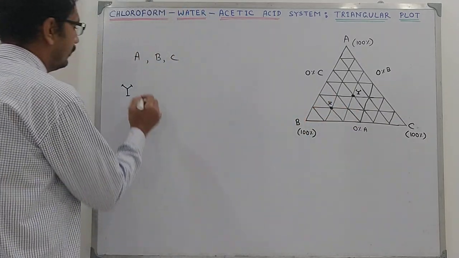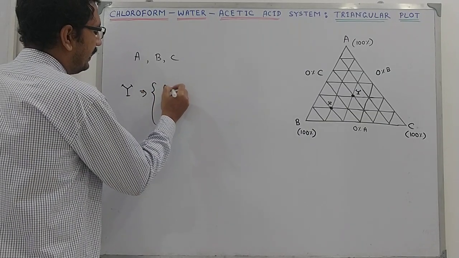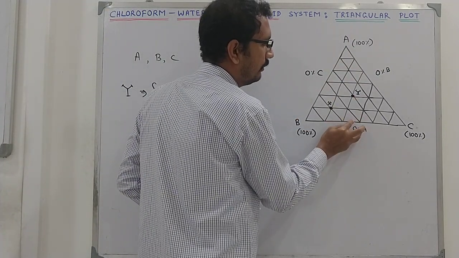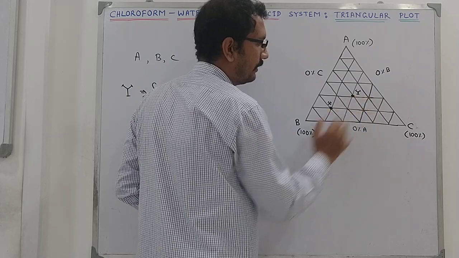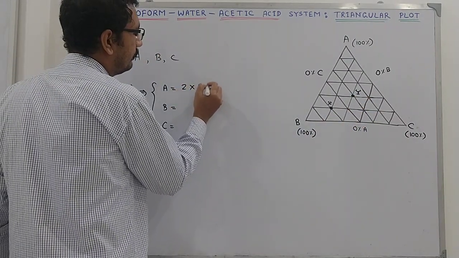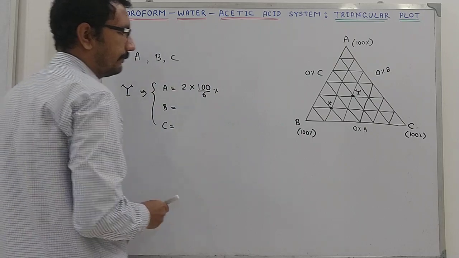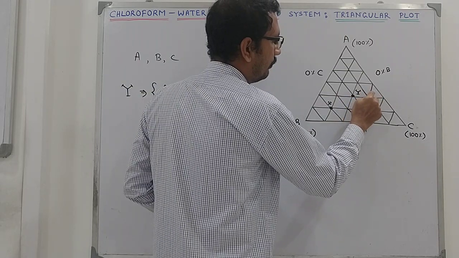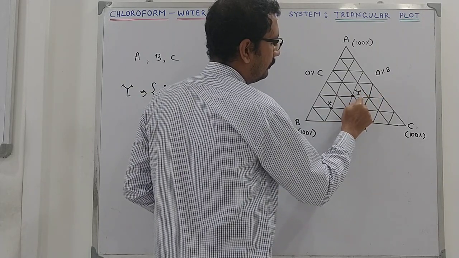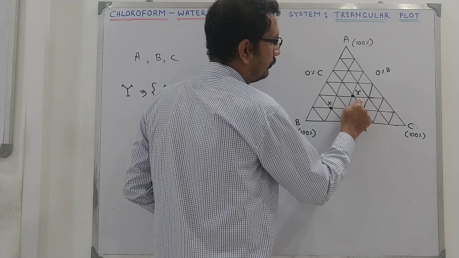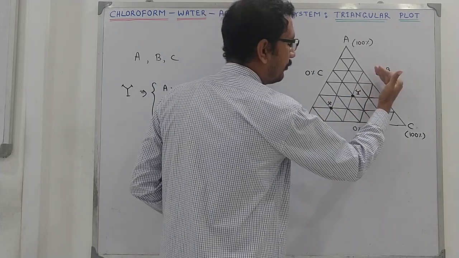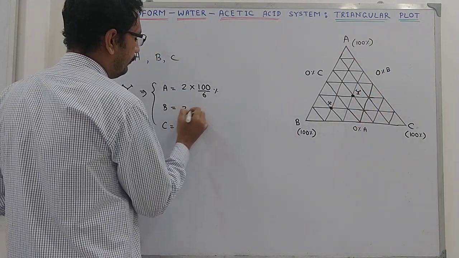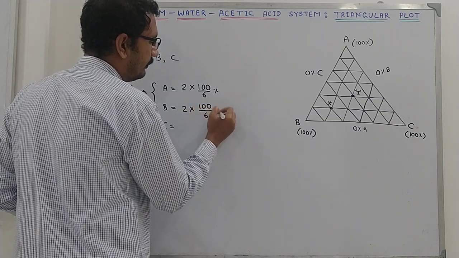Now for y, we will again have the composition of 3 components. Now for A, you have to approach from the baseline, so there are 2 triangles, 2 steps. So it is 2 into 100 by 6%. Now for B, you have to approach from this side. So there is 1, 2. To find the composition of B, you have to approach from this side, the baseline. So it is 1, 2. So it is 2 into 100 by 6%.